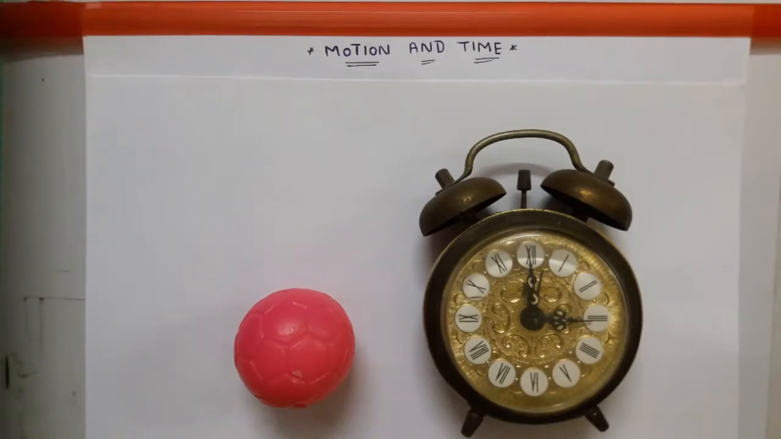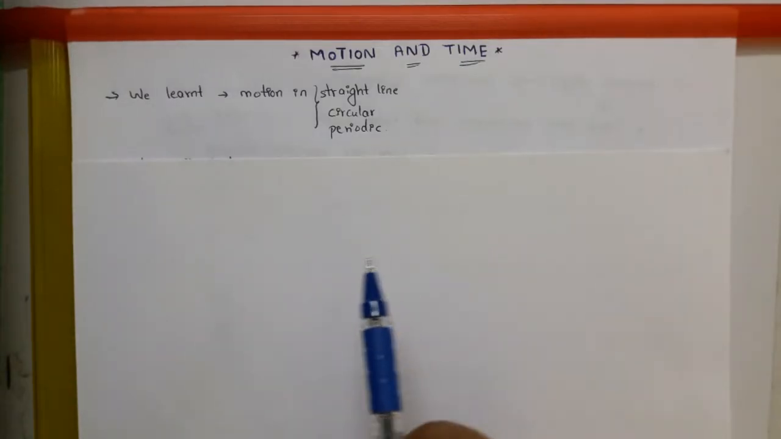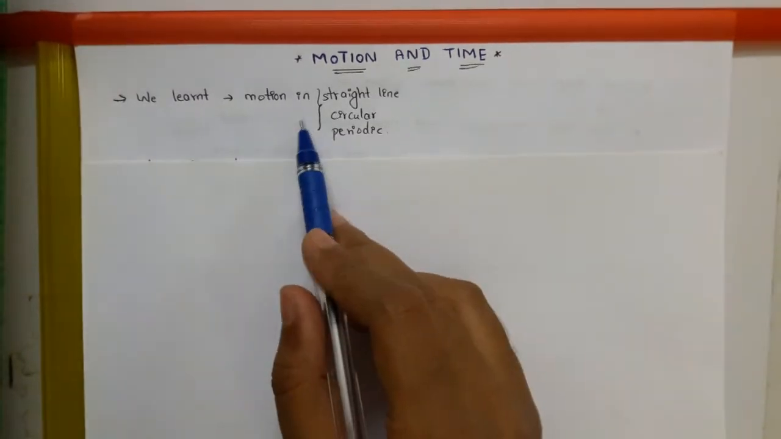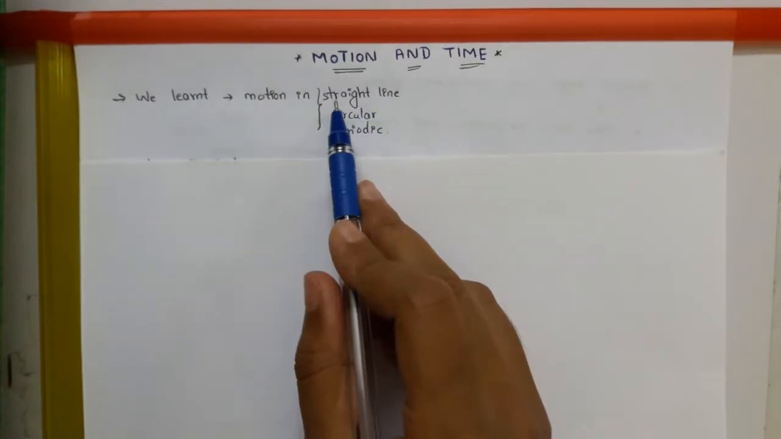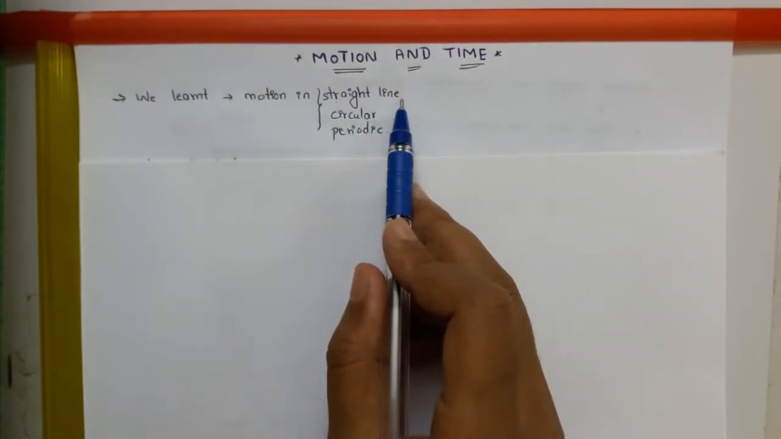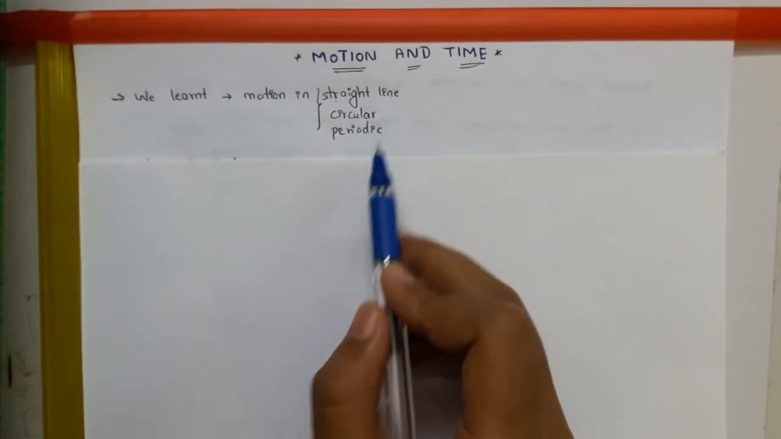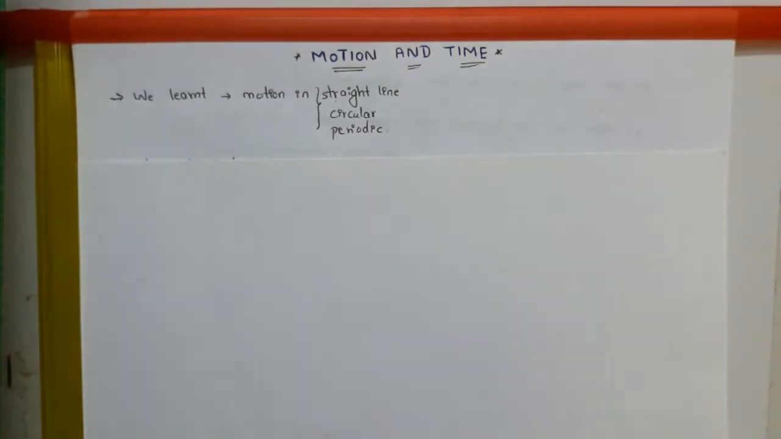Hello guys, welcome. Today let's learn about motion and time. In the previous classes, we might have learned about motion in a straight line, circular and periodic motion. You might have recalled motion in a straight line, for example, a car moving in a straight line; circular motion, for example, the clock moving; and periodic motion, for example, a simple pendulum.